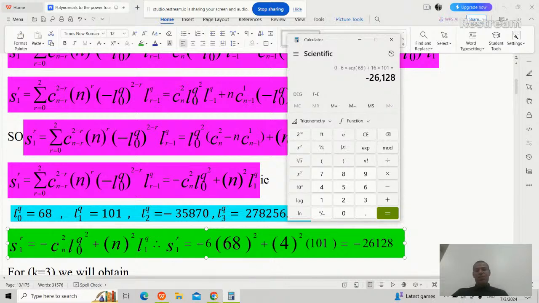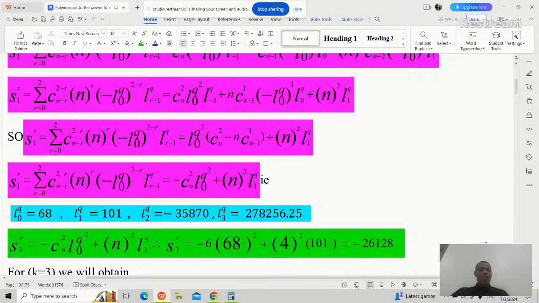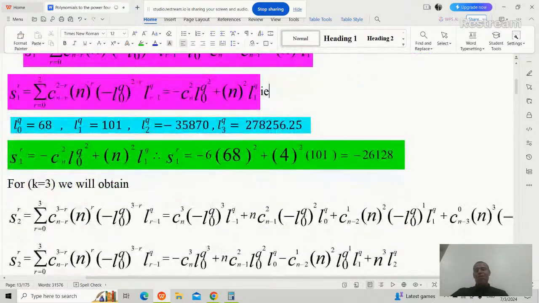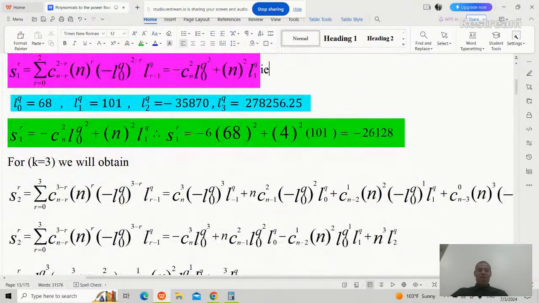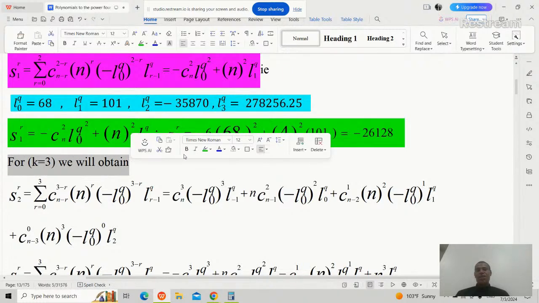Learners, it's clear that we found the value of S1 and S0 and S minus 1. As you have a polynomial to the power 4, you have to find the values of S2 and S3. So let's start like that. Now it's clear that S1 is equal to negative 226,128.